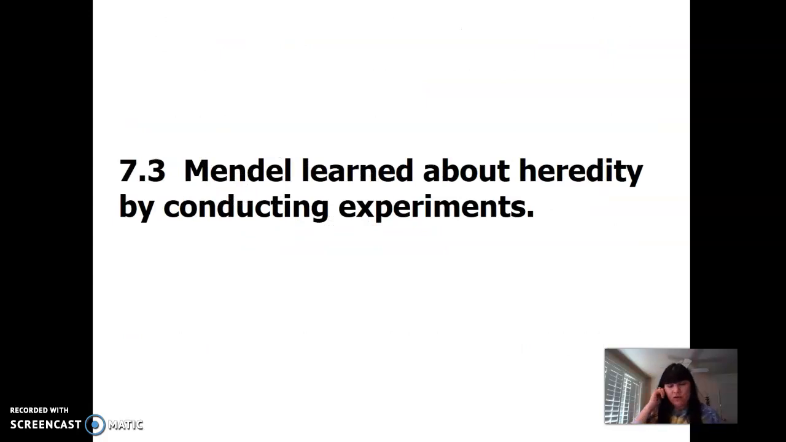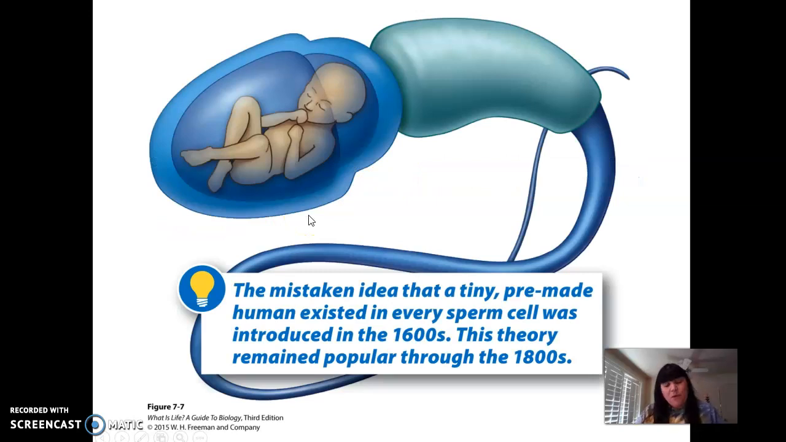Okay, so now going to the father of genetics. The father of genetics is Gregor Mendel. He learned about heredity by conducting experiments. Before Mendel, this is the way we used to think, and this wasn't long ago, 1600s, 1800s. We used to think every sperm had a complete developed fetus in there. We know that's not true.